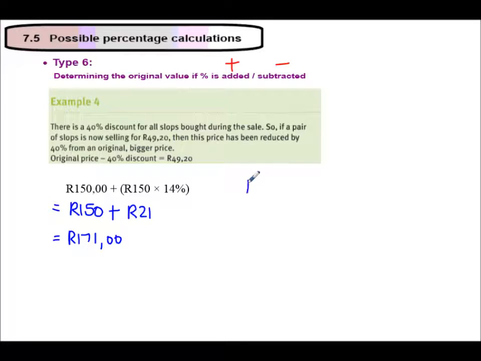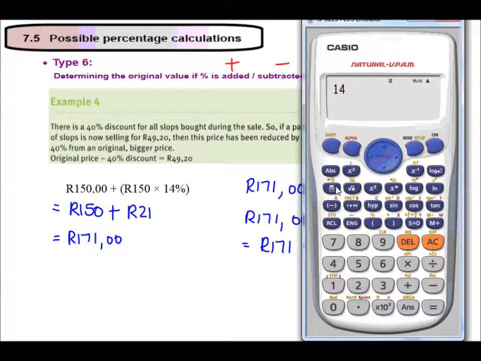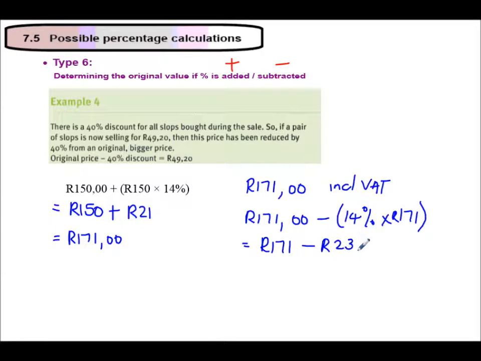Now if we had to find the price before VAT, so it is R171 and that includes VAT. Now I know you just want to say, well, to get back to the price before VAT, you want to take R171 and minus 14% of R171. Right, so let's see what happens. 171 minus 14%, so 14 over 100 multiplied by 171 equals R23.94, 23 Rand and 94 cents.